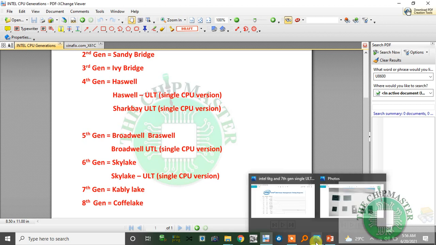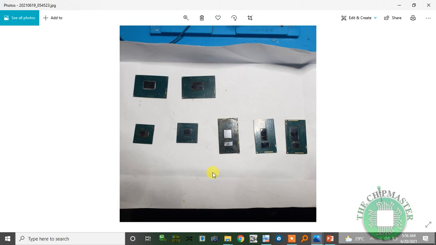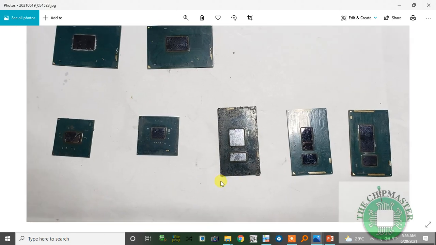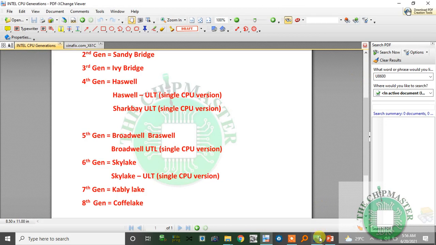So by looking at the chips, you can identify the different types of chipsets, CPU chipsets, right? Just by looking at them, you can know, oh, this is a fifth gen, this is a fourth gen, this is a sixth gen, or whatever.